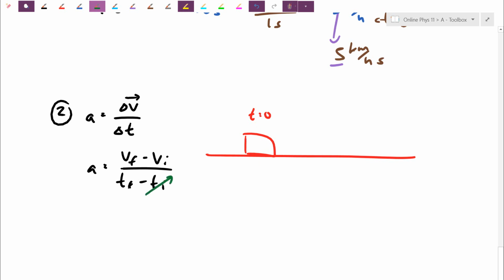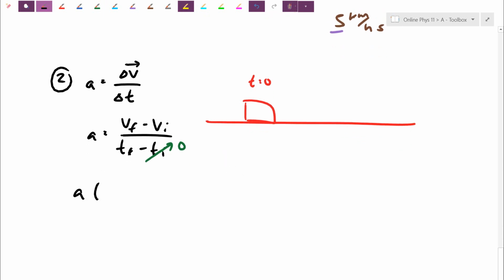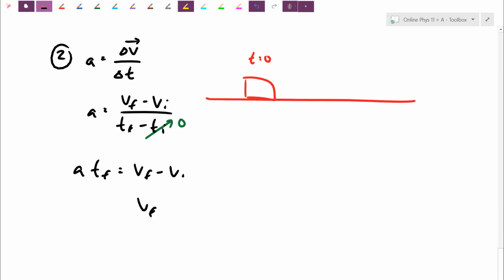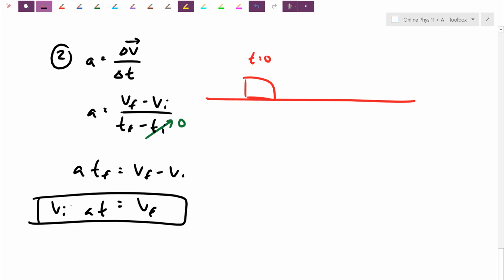That allows me to set t initial equals 0, a time that's actually convenient for you. So that t is now gone. What I can do now is multiply the t up. I'm going to get a times t final is equal to v final minus v initial. And if you remember in our two-box lesson, v final is equal to v initial plus a t. That's actually our second kinematic equation.